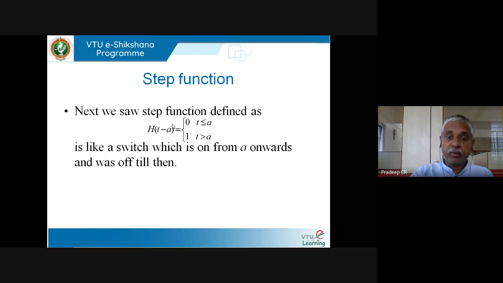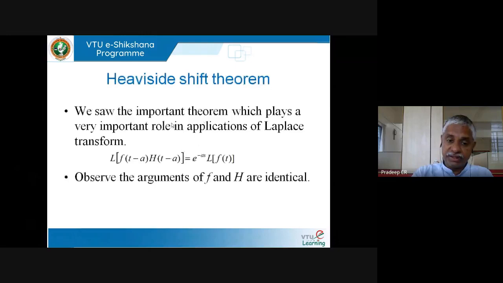What was important about it? The most important thing was the Heaviside shift theorem, which is Laplace of f of t minus a into h of t minus a is e power minus as times L of f(t). That is the formula. It's a very easy formula. It's not at all difficult. If you understand what these functions are, it's very easy. It just follows straight from the definition. But these proofs are not in your syllabus, so I won't write the proof. But you must remember this.